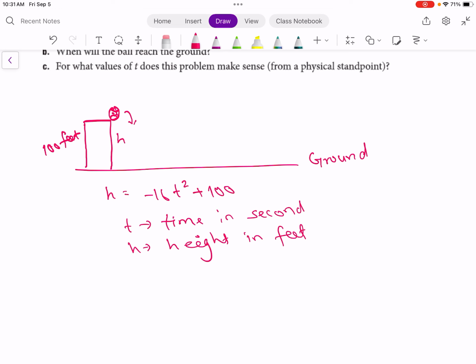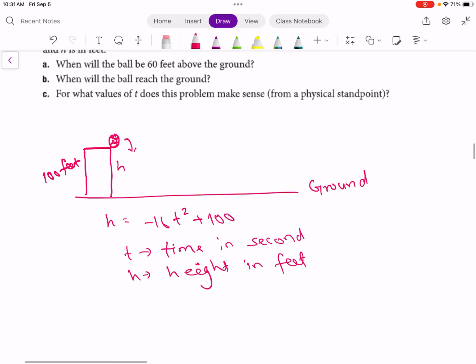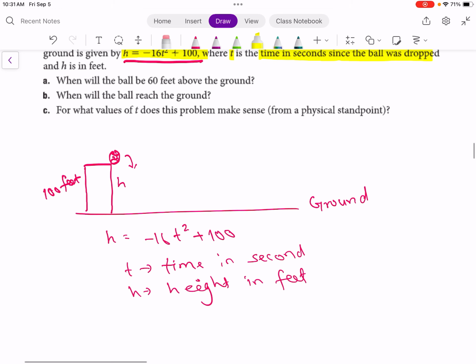Now let's go ahead and find part A. When will the ball be 60 feet above the ground? Now what is asked here? Which variable are we trying to find? t. When means it's time, right? We want to find t. And what is this 60 feet? h. So you substitute h equals 60 and find t.